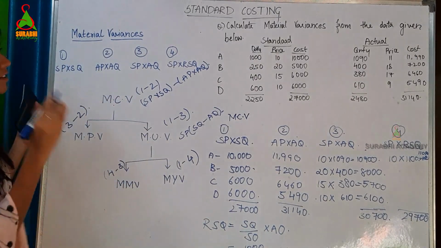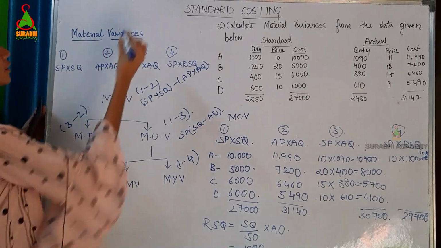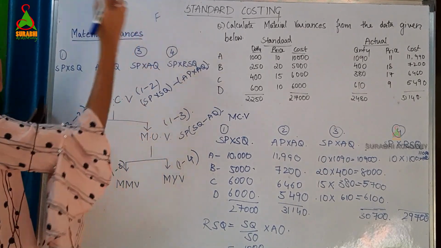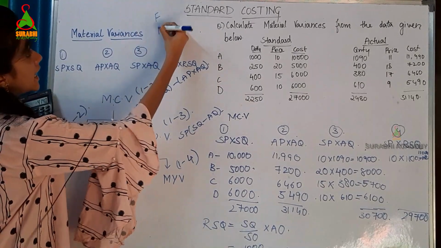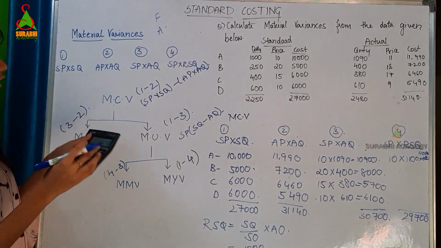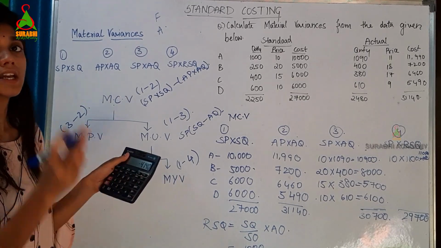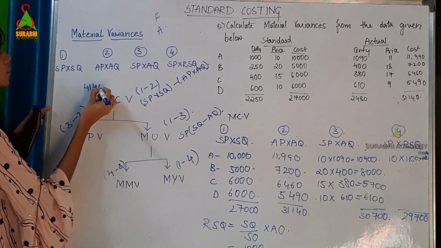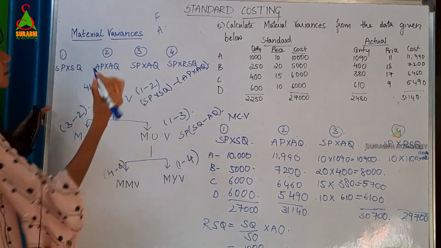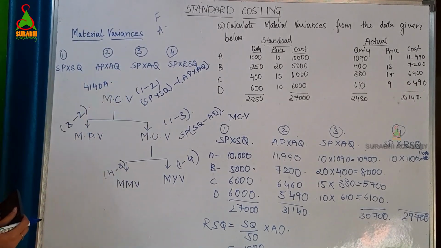Remember it, whenever you will get a positive one, you have to write F. That means favorable. Whenever negative values are there, you have to write A. That is adverse. Now we got 4,140 in negative. So write 4140A. So material cost variance we got.